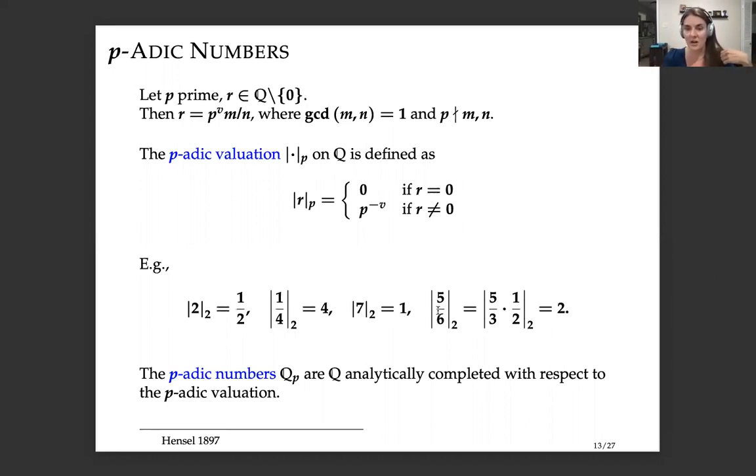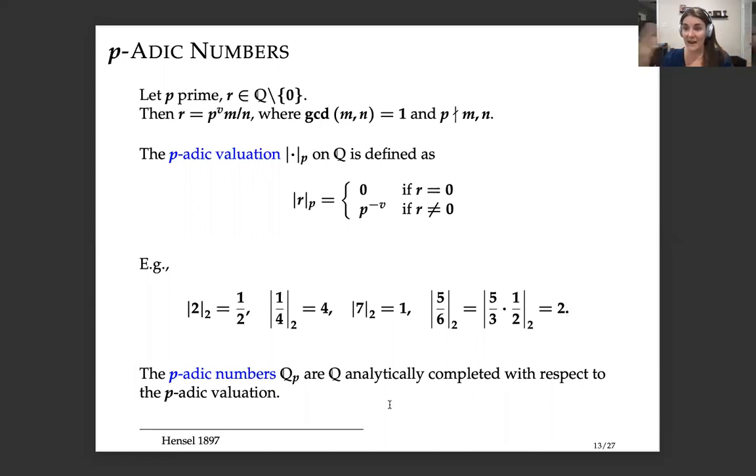Let's look at something a little more complicated. 5 divided by 6. The 2-adic valuation of that, well, there are no factors of 2 in the numerator. There is 1 factor of 2 in the denominator. And so this 2-adic valuation is going to be 2 to the positive 1.